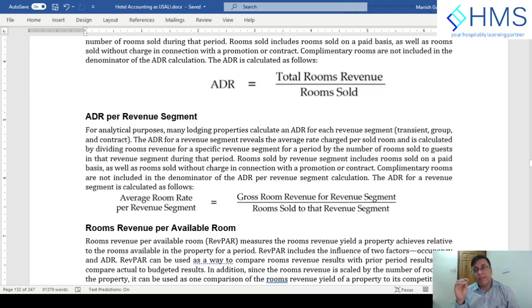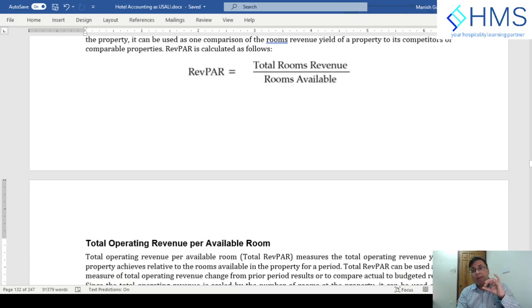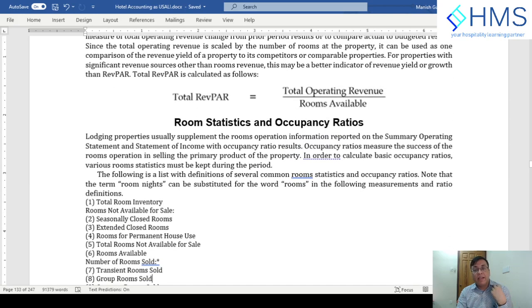Revenue per available room is also a very important metric because occupancy only or ADR only will not be really helpful, because you can increase the ADR but at the expense of occupancy, or you can increase the occupancy at the expense of ADR. But what drives the real profitability is the RevPAR, room revenue per available room. So that is calculated by total room revenue divided by the rooms available, not the total room inventory, rooms available. Then you have total operating revenue for the entire hotel, including F&B, other operating departments, divided by the rooms available. So that gives us total RevPAR.